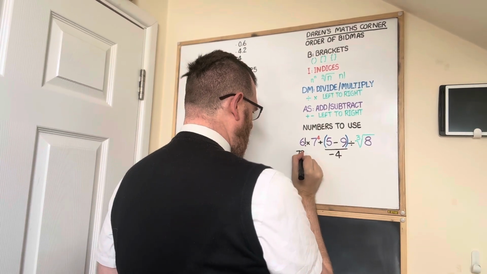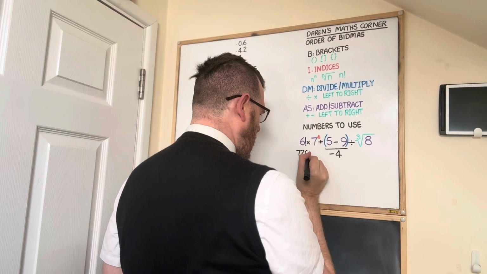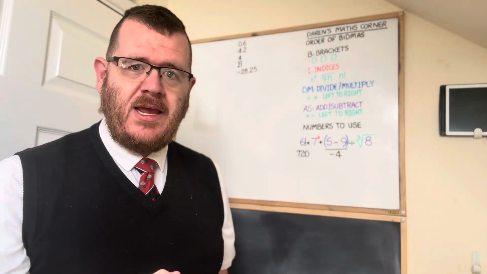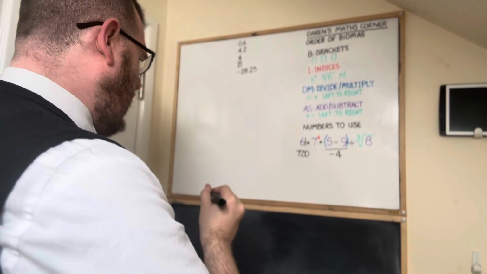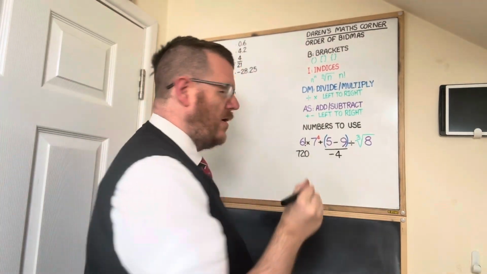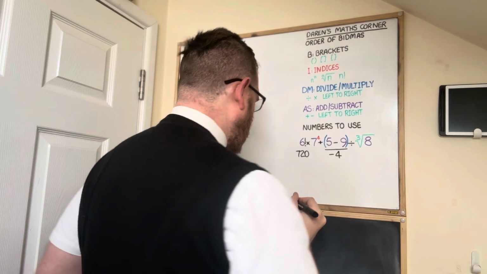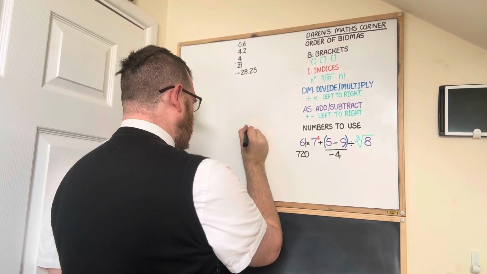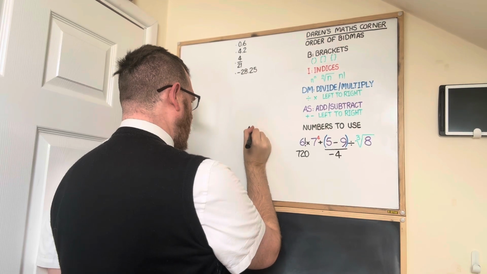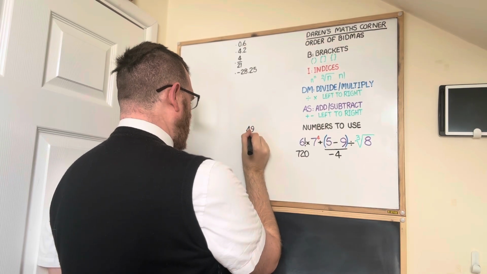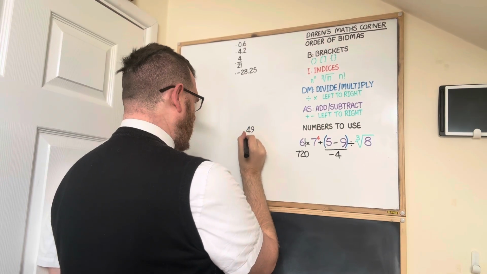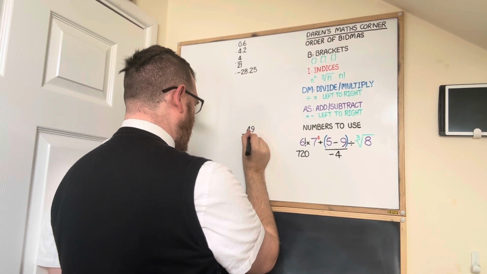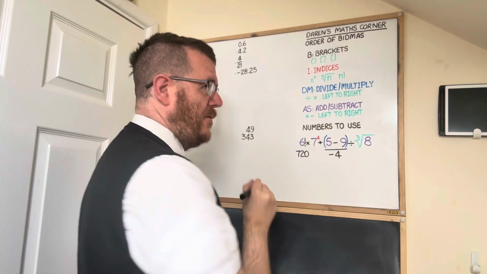Let's start with the 6 factorial, which is 720. Wish me luck. So 7 times 4, so you can multiply by 7 4 times. So that's 49. 343. 343 times 7.